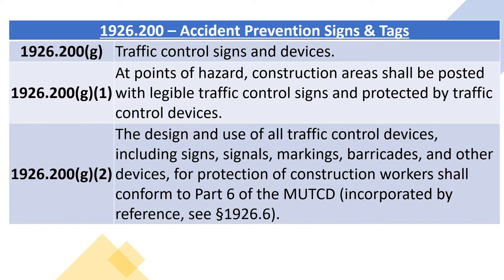1926.200(g), Traffic Control Signs and Devices. 1926.200(g)(1), At points of hazard, construction areas shall be posted with legible traffic control signs and protected by traffic control devices. 1926.200(g)(2), The design and use of all traffic control devices, including signs, signals, markings, barricades, and other devices, for protection of construction workers shall conform to Part 6 of the MUTCD, incorporated by reference, see Section 1926.6.